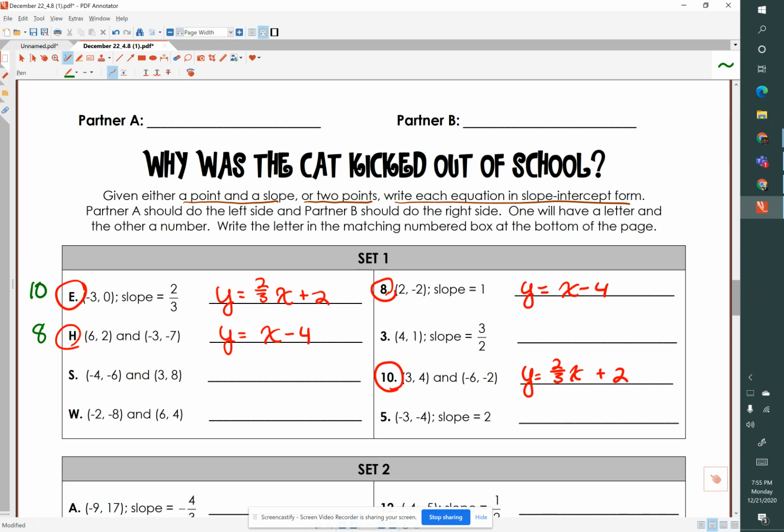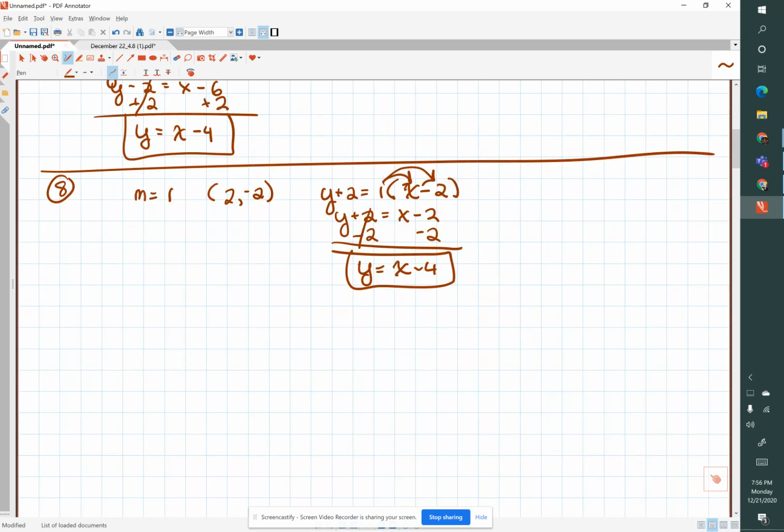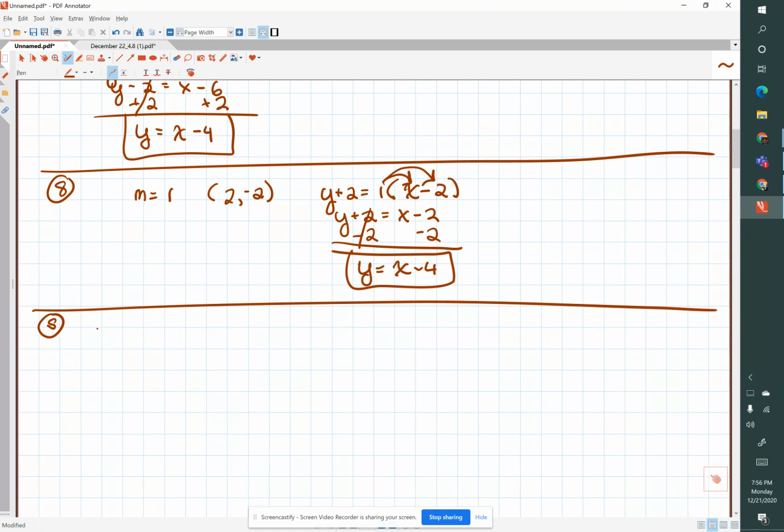Okay, let's do S, and let's do 5. So do S, and for S they gave us 2 points: -2, -8, and 6, 4.